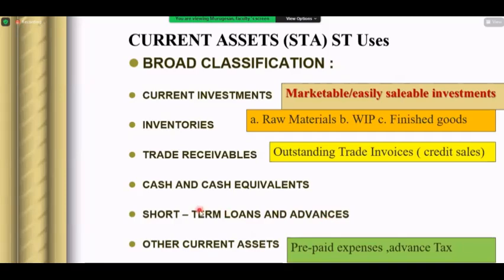Short-term loans and advances. Short-term loans mean they have given some temporary finance, perhaps to their own sister unit, repayable within 1 year or within 3 months. Such temporary advances to somebody in the market or to their own units are called short-term loans and advances. Sometimes staff also get a special advance, which will be adjusted out of salary. That will find a place in current assets only. Other current assets are prepaid expenses and advance taxes. So these are the broad contents of current assets.